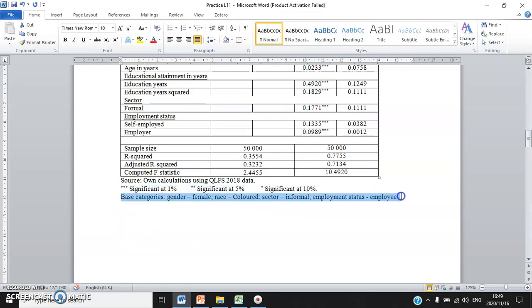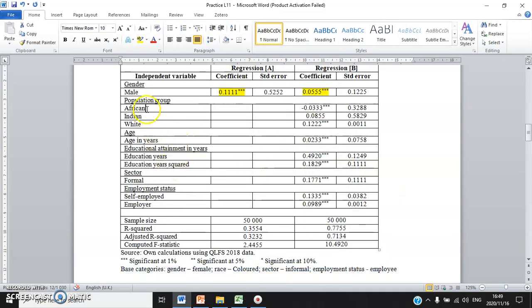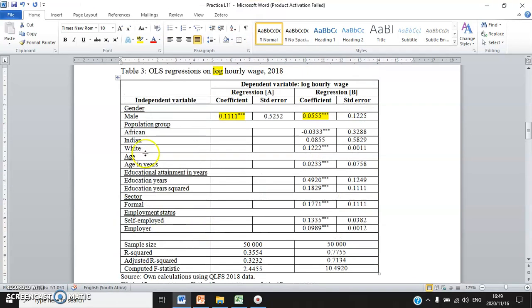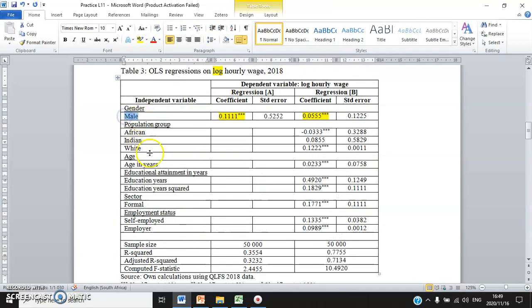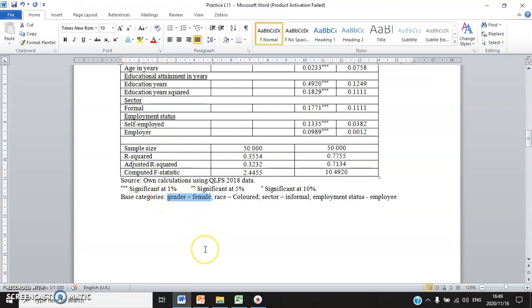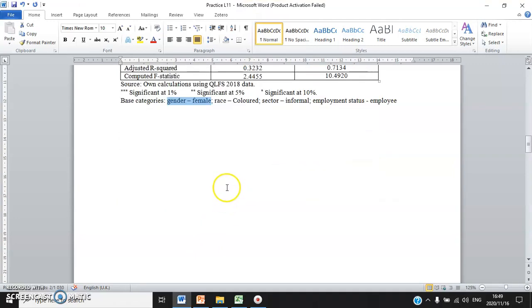And then finally, when it comes to the dummy variables, you have to talk about the base categories at the bottom. So for example, you include a male dummy here, but the female dummy is left out, then it means female is my reference gender category.